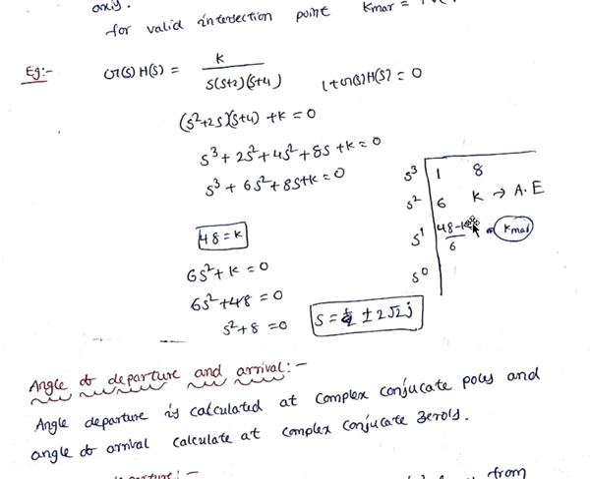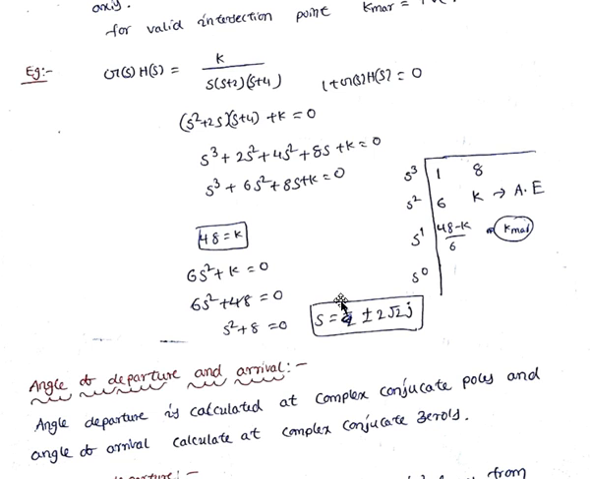Now form the auxiliary equation: 6s square plus K, that is 6s square plus 48 equal to 0. So s square plus 8 equal to 0. Finally the roots become s equal to plus or minus 2 root 2 j. These are the intersection points with the imaginary axis.